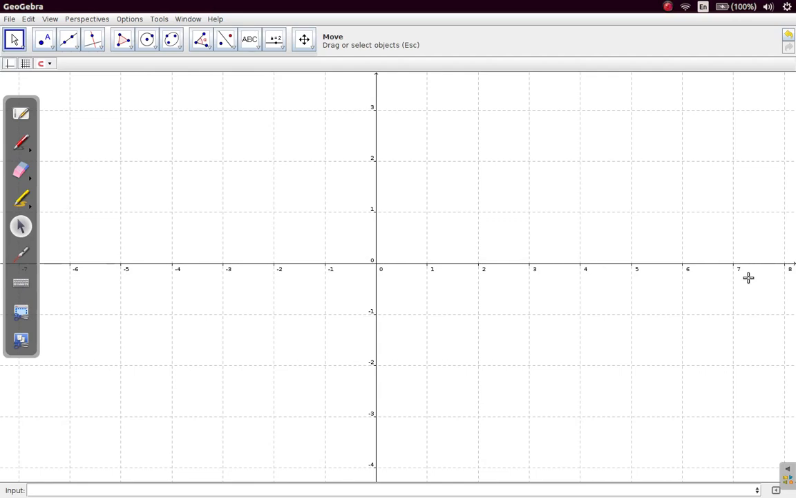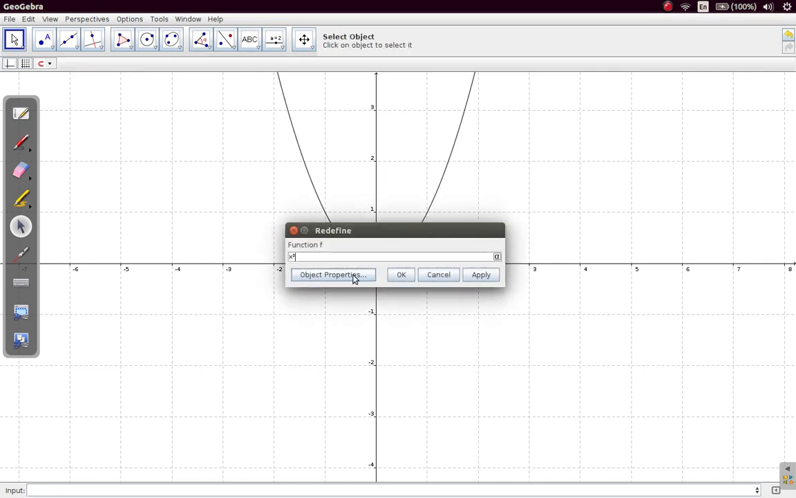Let us look at graphs of quadratic functions. Now, the simplest quadratic function that I have here is y equals x to the power of 2. Y equals x squared. We have the graph here.